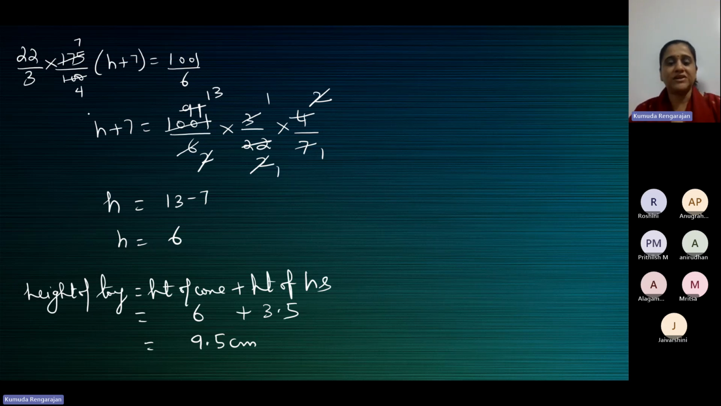Now these fractions we transpose. So H plus 7 remains here is equal to 1001 by 6. Transpose the two fractions, so 3 by 22 and 4 by 7 on the other side, and then simplify. Okay, you can cancel 22 and 1001 in the tables of 11. So you simplify, you get 13, and 13 minus 7, H is 6. All right.